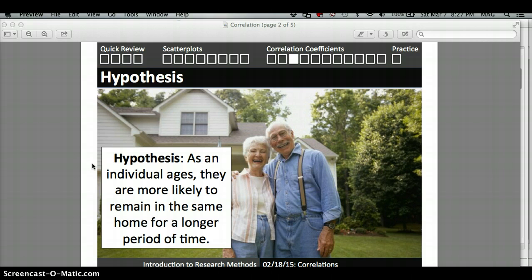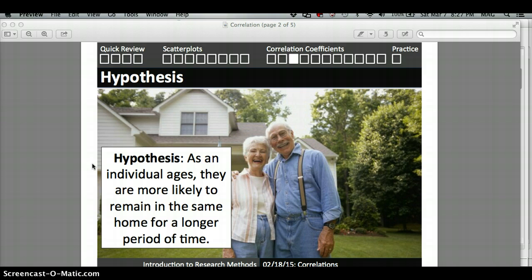You can also say something like, as age increases, the number of years that you've lived in the same house will decrease. Now that doesn't make very much sense, but what distinguishes a correlation coefficient hypothesis from other types of hypotheses is that we're actually hypothesizing a direction between the variables.